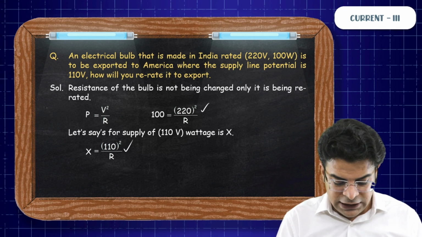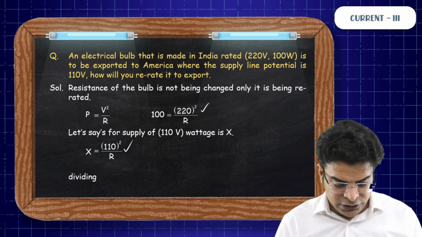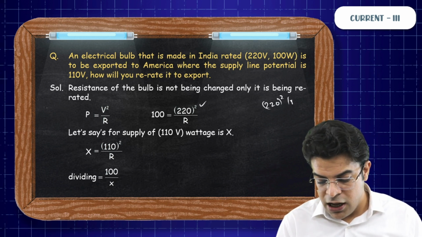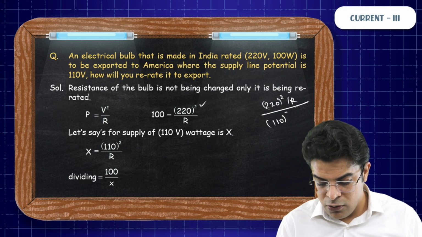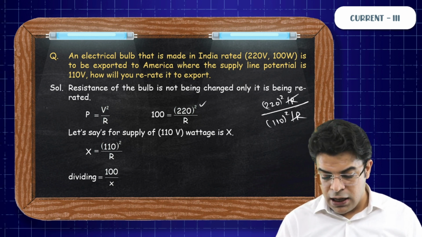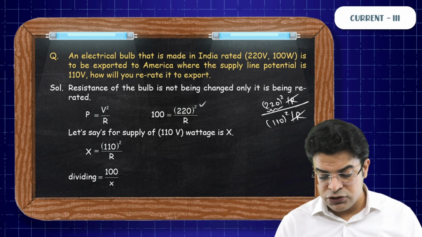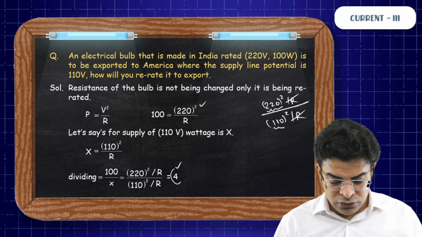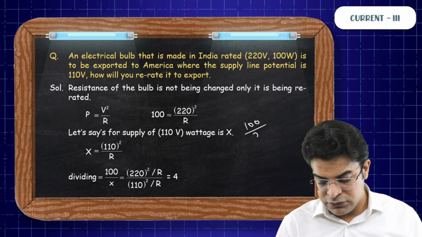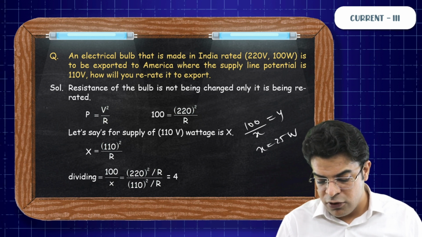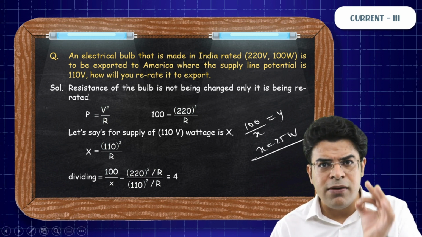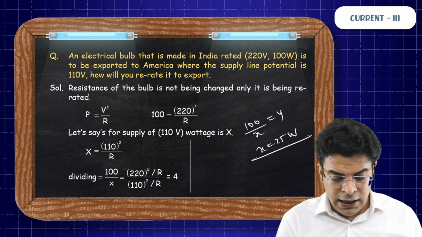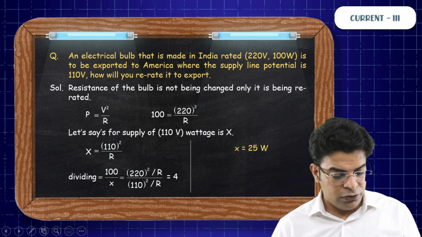So dividing both the sides, on the left hand side you will get 100 by X and on the right hand side you will get 220 whole square by R upon 110 whole square by R. So the R and R get cancelled. What you get is 220 square by 110 square, that gives you 4. So if 100 by X equals 4, this means that X has to be 25 watt. If X is 25 watt, then the same bulb will consume a power of 25 watt in America. So the rating has to be 110 volt and 25 watt.